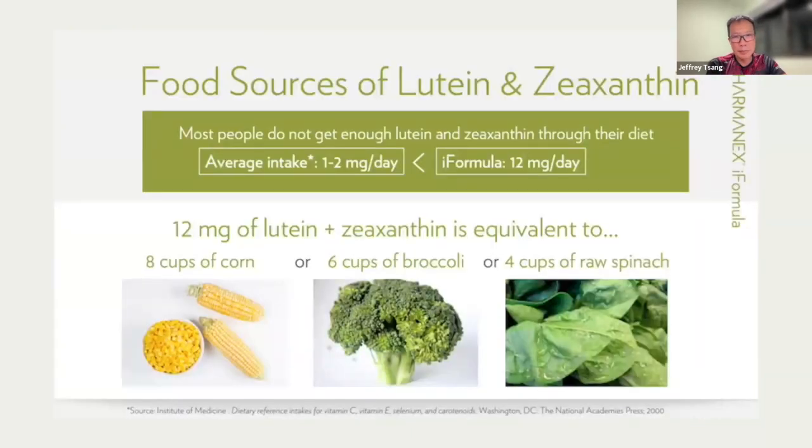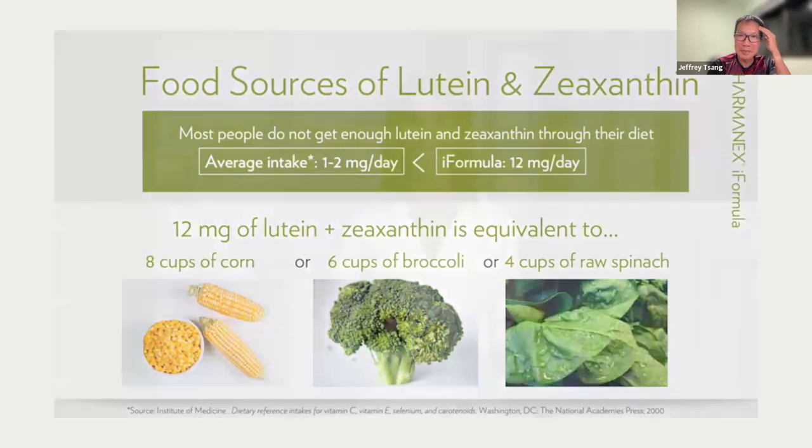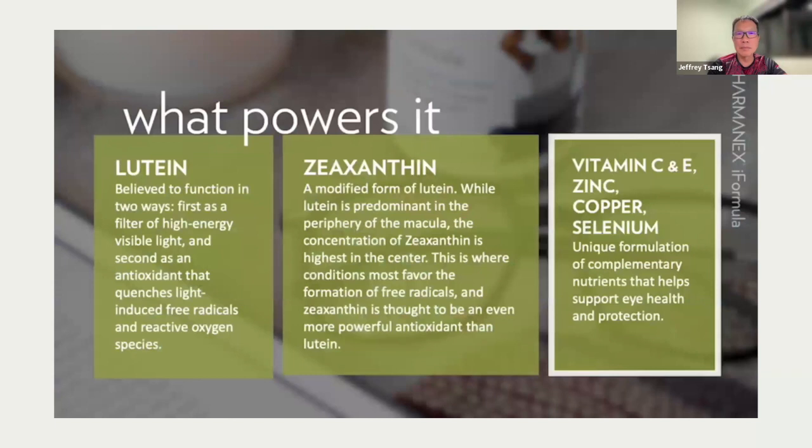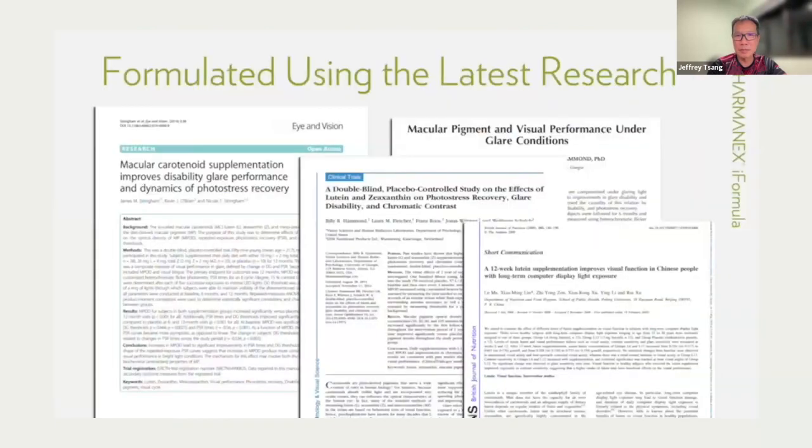2 capsules of Eye Formula provide 12 milligrams of lutein and zeaxanthin. To get an equivalent amount from your diet, you would need to eat 8 cups of corn, or 6 cups of broccoli, or 4 cups of raw spinach every day. Finally, Eye Formula also provides a blend of complementary nutrients for eye health, including vitamin C, vitamin E, zinc, copper, and selenium. This proves to be a more comprehensive solution based on the latest research.